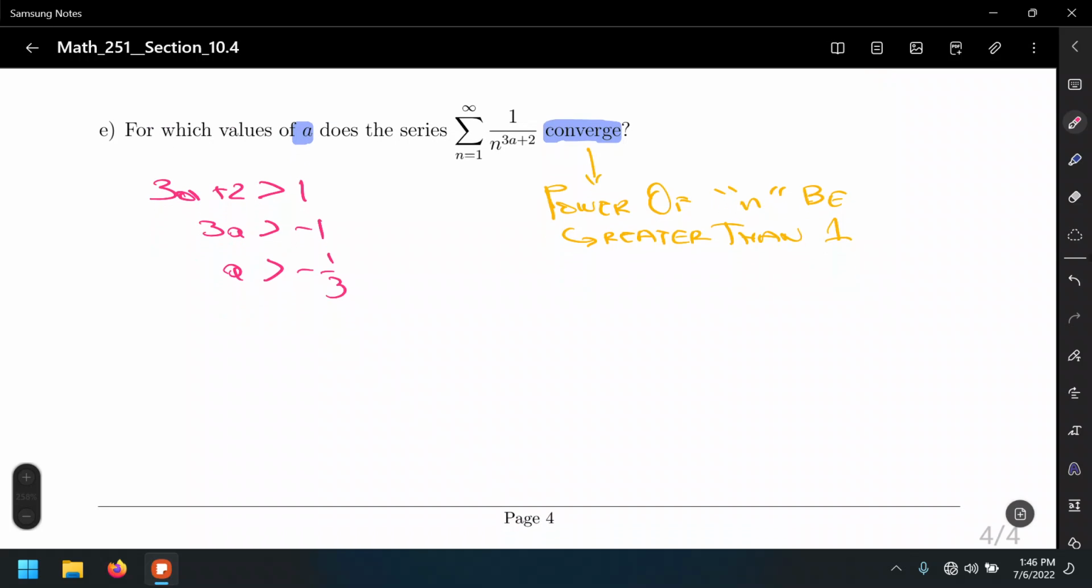And you can try a few values, of course. Any number greater than negative 1/3. Let's say 2/3. Or no, that's not greater. 0, for example. 0 is greater than negative 1/3. Do we agree? Plug in 0 here, you get n to the 3 times 0 plus 2, you get n squared. Isn't that a convergent series? Yes, so any value of a that is greater than negative 1/3 would do it.